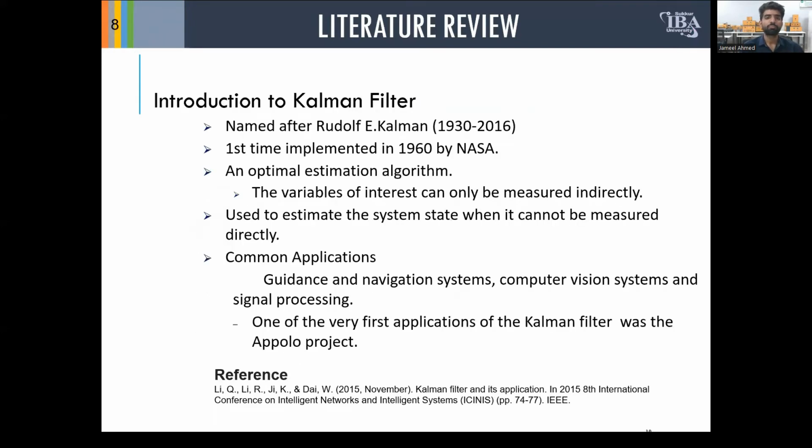Okay, coming towards the Kalman filter. The Kalman filter is named after Rudolf E. Kalman. It was first implemented by NASA in 1960. The Kalman filter is an optimal estimation algorithm. Optimal estimation means the variable of interest can only be measured indirectly. If there is anything that we cannot measure directly, then we can use the Kalman filter to measure that variable indirectly. It is used to estimate the system state when it cannot be measured directly, as I told earlier.